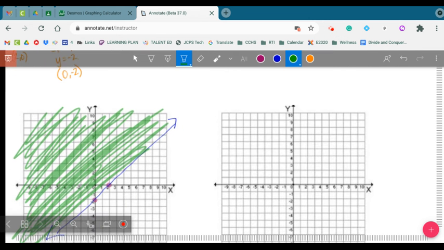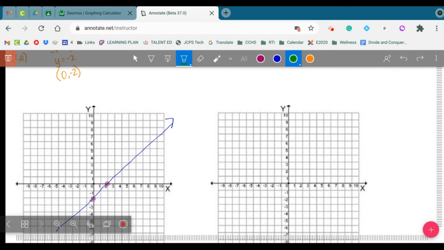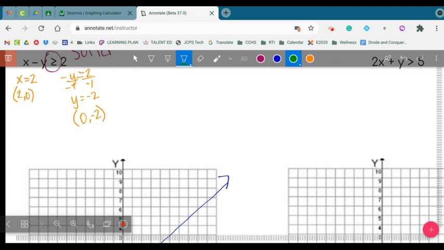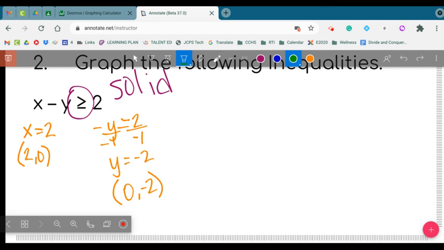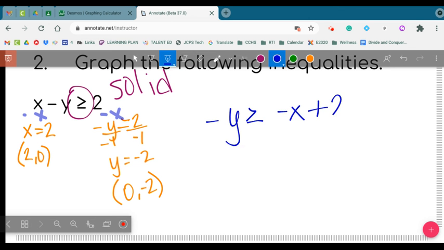Okay, you guys, I am sorry. I just did that one completely wrong. So this one you can find the intercepts. However, whenever it's in this form, we have to make sure we rearrange it. So if we subtract the x over, we're going to get negative y is greater than or equal to negative x plus 2.